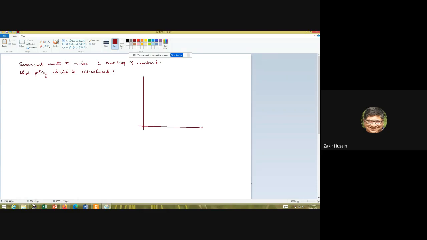Fiscal policy can be of two types, right? One is you increase G, and the other is you increase or change tax. Which one are you thinking about? So raise G. If I increase G, what will happen? The interest rate will go up. Y will go up.